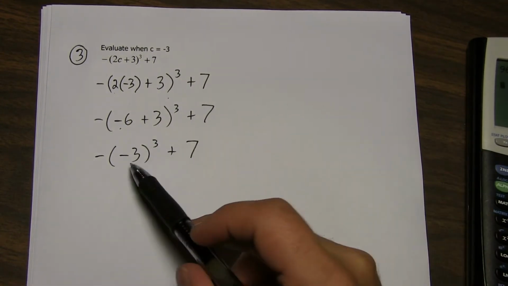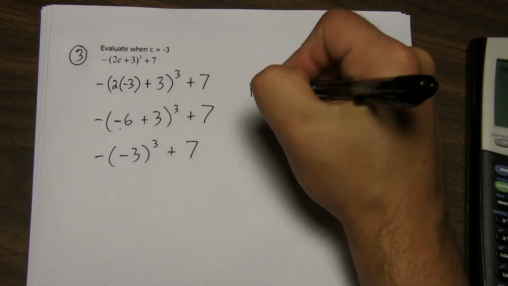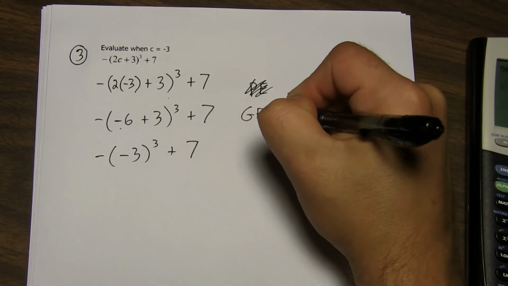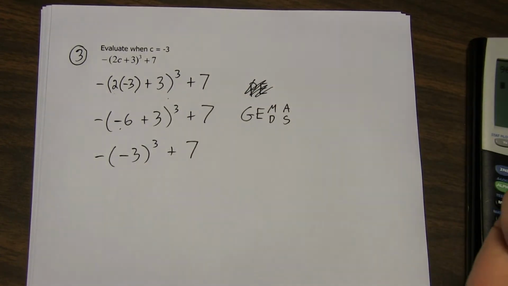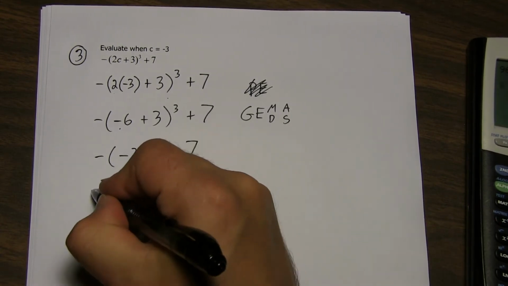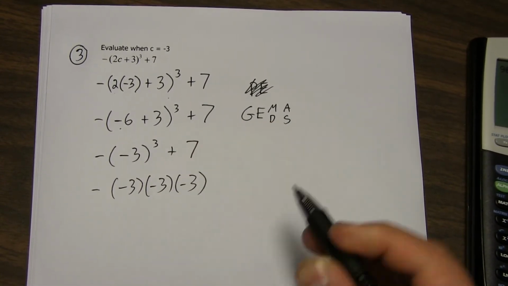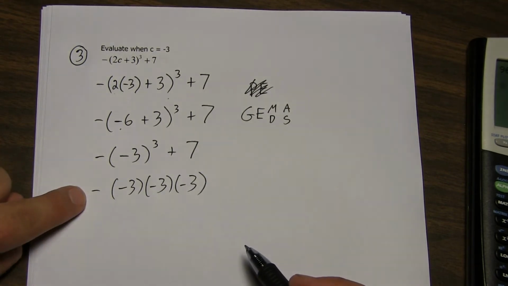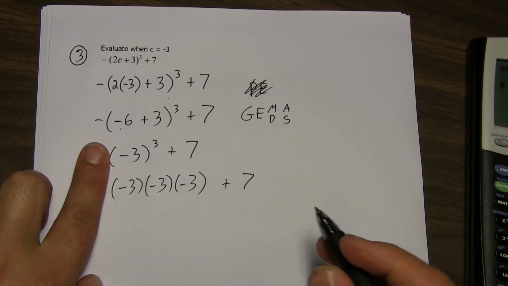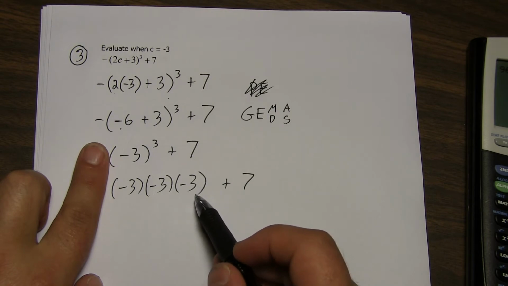Now the next thing we need to do, since we've finished the operations in the parentheses, is we have to work on the exponents. I'm following, well, not PEMDAS anymore. We've been calling it GEMDAS. So the next thing I need to do is the exponents. Negative 3 to the third power means this. Negative 3 times negative 3 times negative 3. That negative right there is simply that negative there. So the negative 3 to the third power is that. And let's not forget our plus 7. Negative 3 times negative 3 is 9. 9 times negative 3 would be negative 27.